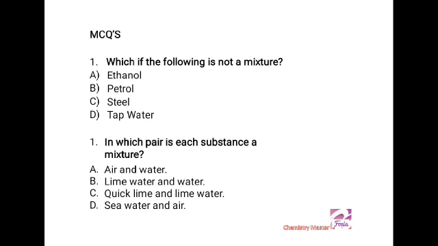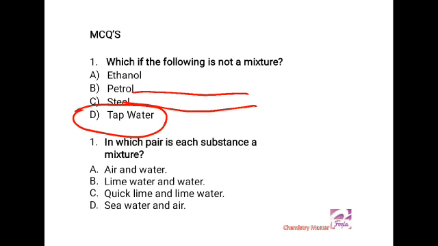The first MCQ is which of the following is not a mixture? For this you have to see the composition of tap water. What is tap water? Okay, you know ethanol is an organic compound with chemical formula C2H5OH. Petrol is a mixture of hexane and heptane, which is obtained from petroleum. Steel is another mixture of metals.